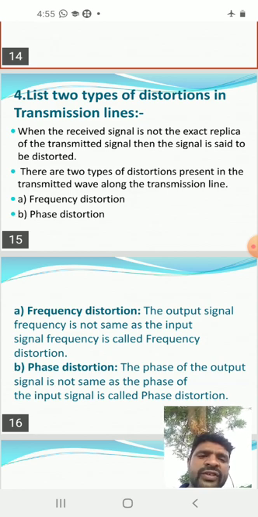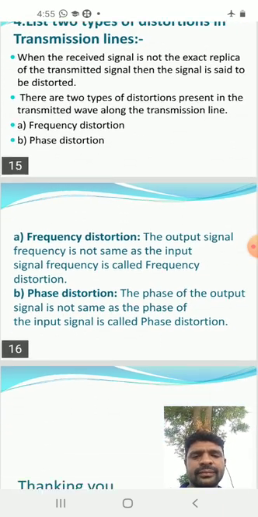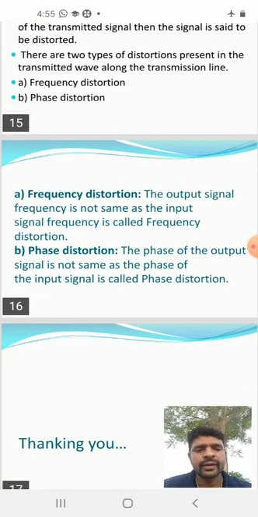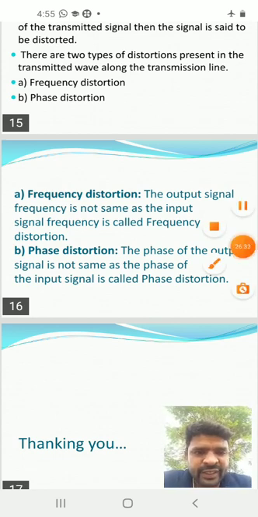There are two types of distortions present in the transmitted wave along the transmission line. Distortion is basically of two types: frequency distortion and phase distortion. Frequency distortion.